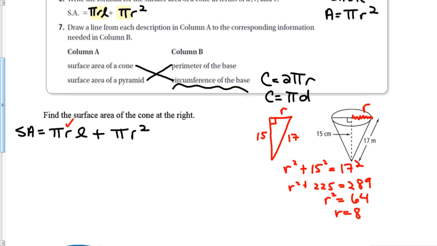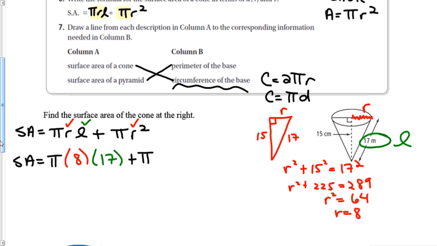So let's check off my r. My slant height, which of these numbers is my slant height? I've got 15 and I've got 17. This is my slant height, so I have that. And again, I already have my r, which is going to go right here. I'm ready to fill in my surface area formula. So I have pi times my radius, which is 8, times my slant height, which is 17. And then I'm going to add pi times my radius squared.